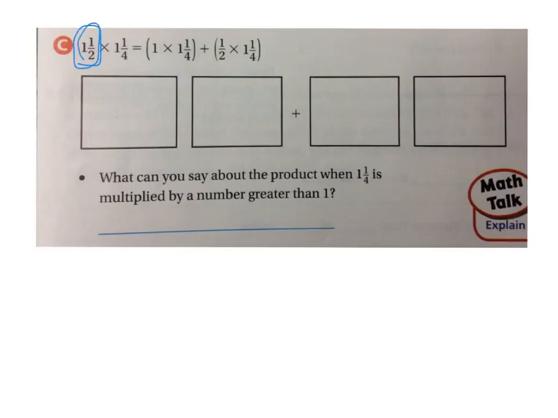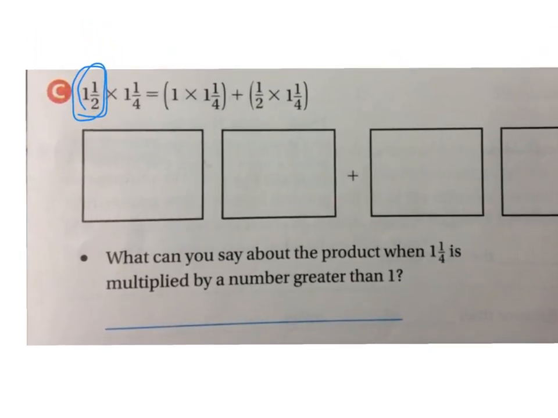Okay. Now, before you start modeling it, I want you to take a look at this equation that's written up here. It says 1 1/2 times 1 1/4. That's the overall equation she wants to do. Why is it written as 1 times 1 1/4 plus 1/2 times 1 1/4? Why is it split up into two little parentheses equations? Go ahead and talk to your table group.